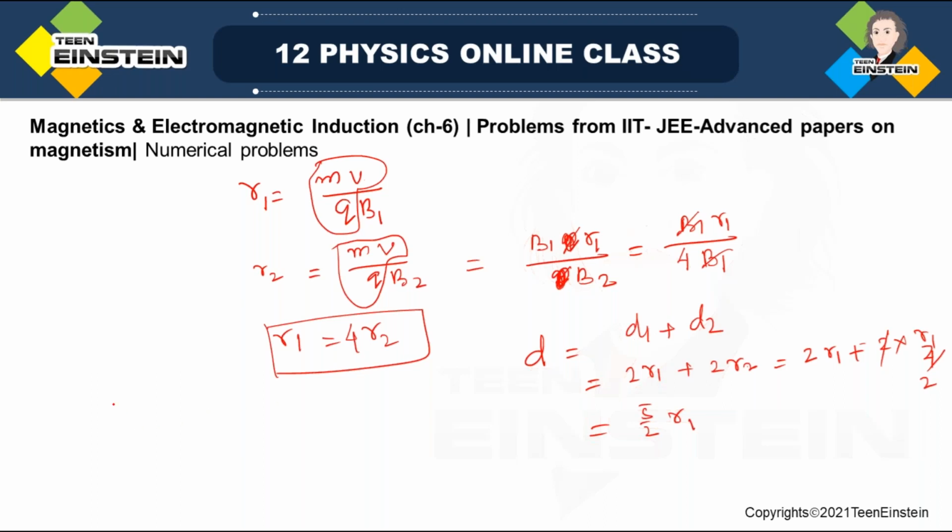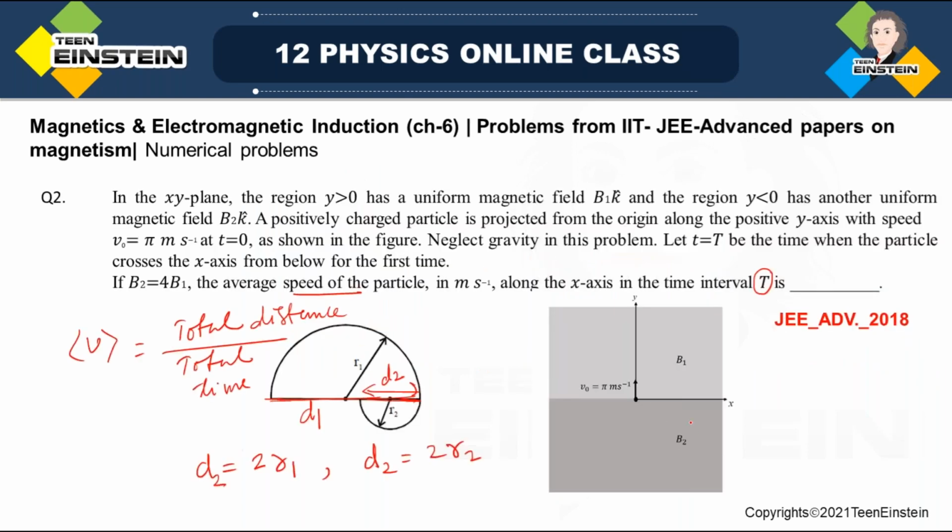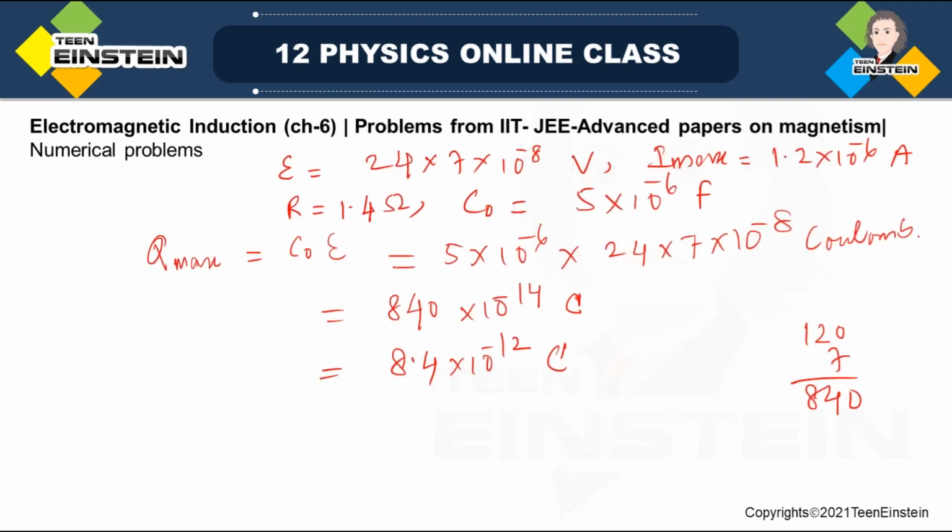All right, let us see. Now what is T? We'll find it in terms of r1. T is the time when it reaches here. This is a constant velocity anyway, so it is r1 divided by the velocity pi. It will be r1.